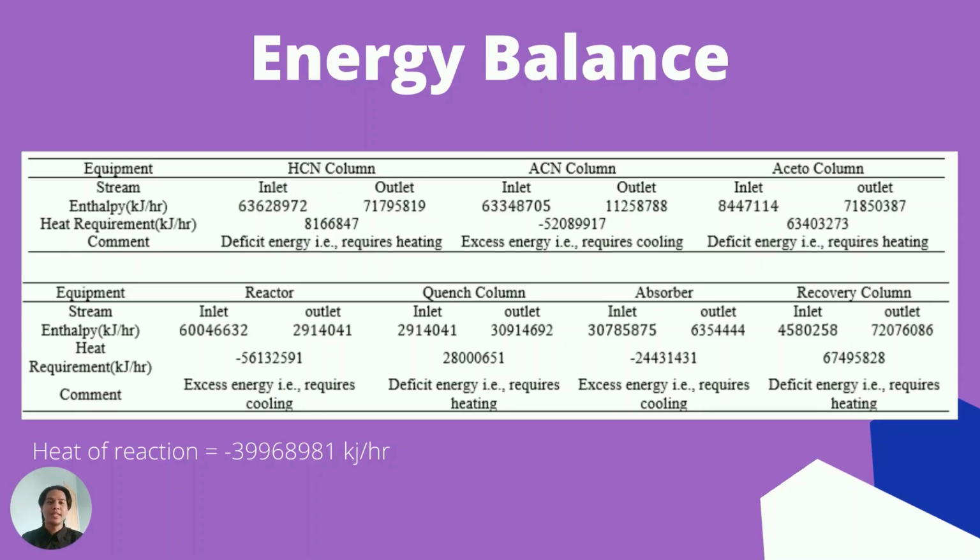Based on the table, we can deduce that the equipment that requires heating are the ones with negative values in their heating requirements, which are the HCN column, the acetonitrile column, the quench column, and the recovery column. The equipment that requires cooling are the ones with positive values in their heating requirements, which are the acrylonitrile column, the reactor, and the absorber. The value of the heat of reaction is negative, which indicates that the reaction is exothermic.